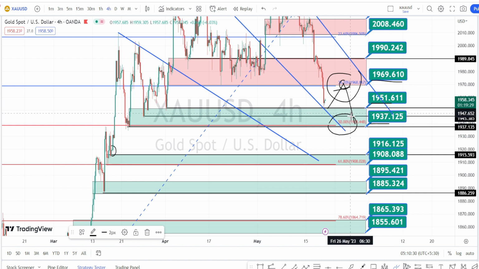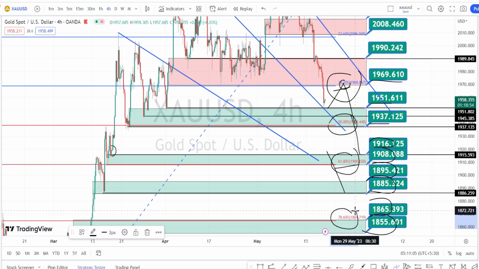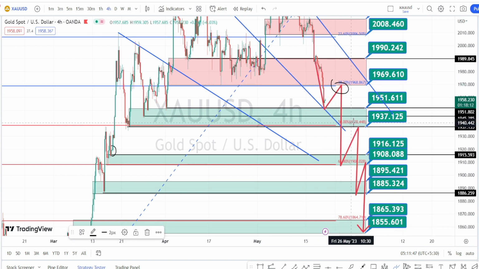Once the price action breaches this support zone, the next level of support is going to be around 61.80% of the Fibonacci's level, and the support zone is going to be around 1916 to 1908. And once the price action breaches this support zone, the next level of support is going to be around 1895 to 1885, and then 1865 to 1855, which is going to be around 78.60% of the Fibonacci's level. So this is the price action I am expecting for the future if the bearish trend continues.